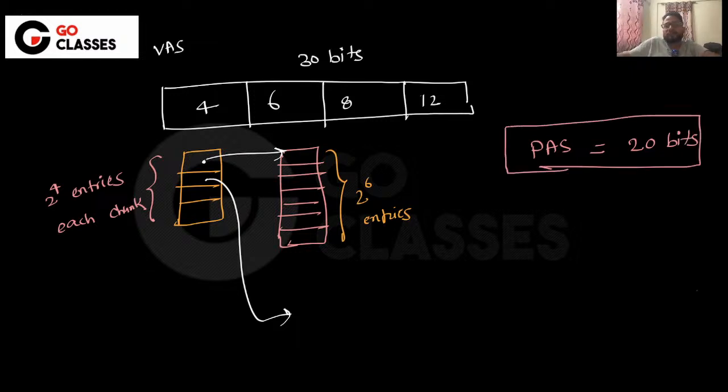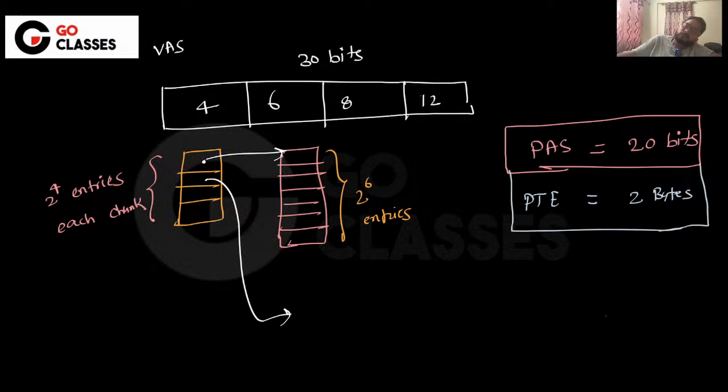Have you understood my question? How many bits do you need here? Also, one more thing: the page table entry is, let's suppose, 2 bytes. One more thing I need to give you. Okay, so this is the physical address space, this is the page table entry, and my question is simple: since it is pointing to one of these chunks, how many bits do you need to point to one of these chunks?